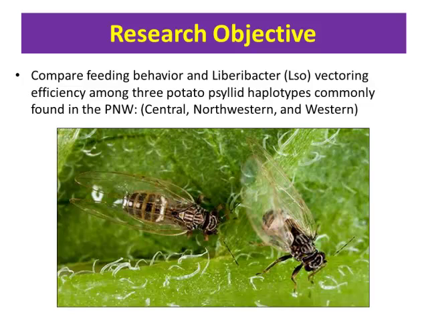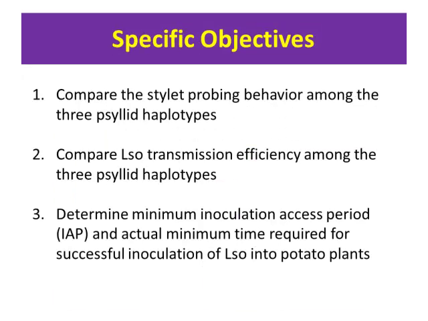So the research objective for this study was to compare feeding behavior and LSO transmission by potato Psyllid haplotype. In this case, we only used 3 haplotypes which are commonly found in the Pacific Northwest, namely Central, Northwest, and Western. We would have liked to do the Southwestern too, but we could not get access to a secure colony of the Psyllid.